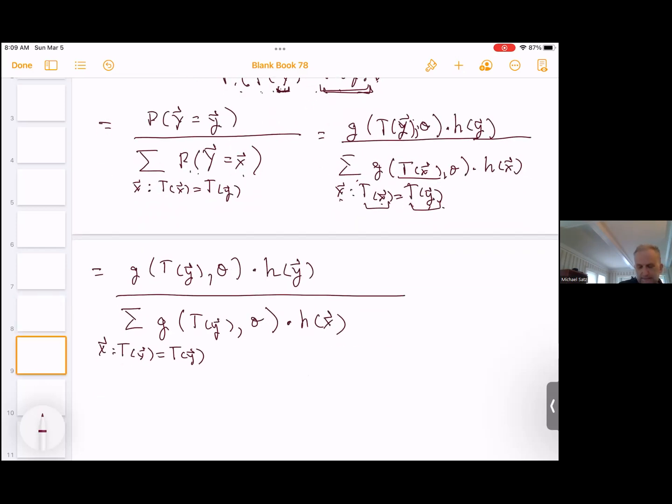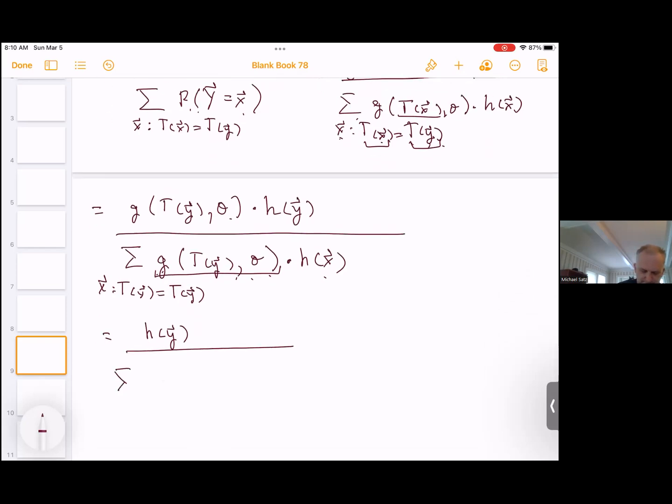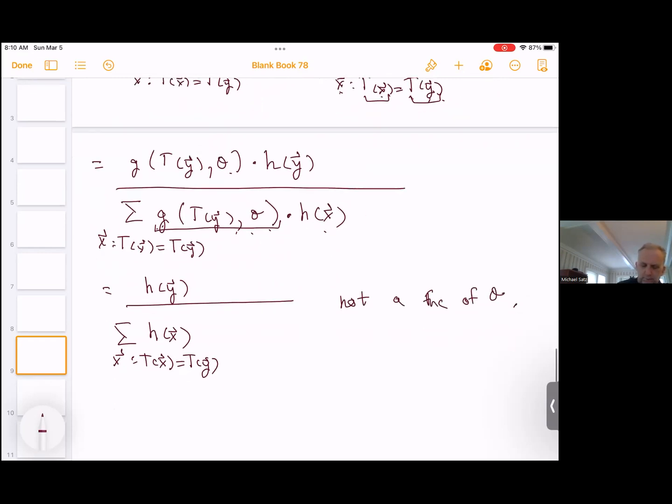And I could certainly take this outside of the sum because it doesn't depend on the sum. This is hitting every single h of x. So I can just take it out and you see it will cancel here. So I get h of little y and I'm dividing that by the sum, which doesn't depend on theta. So you're done.